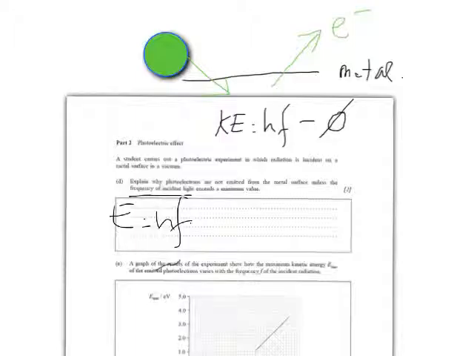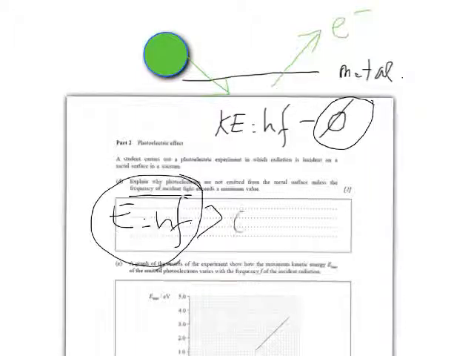And then secondly, that hf must exceed the work function in order for the electron to be able to escape. So as long as you've got those two elements in your answer, you've mentioned hf and you've mentioned greater than work function, you'll get full credit.